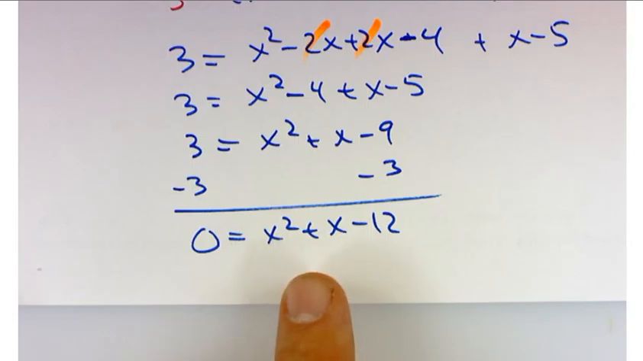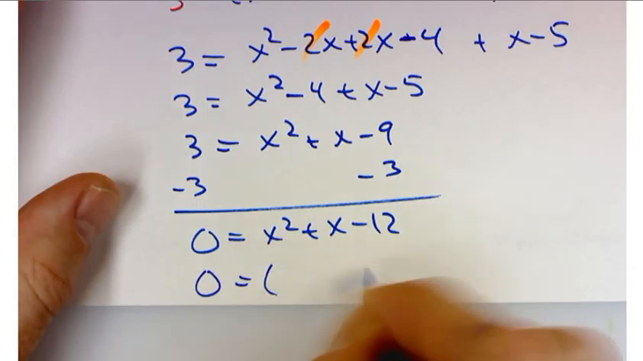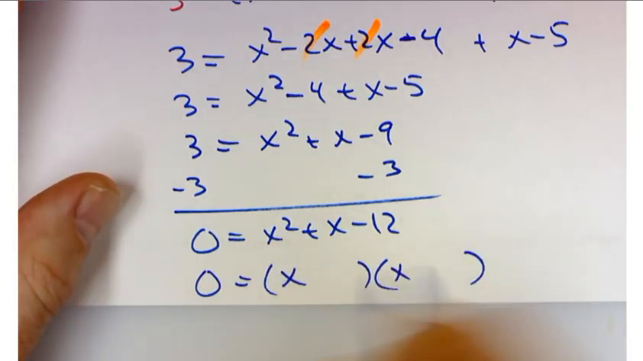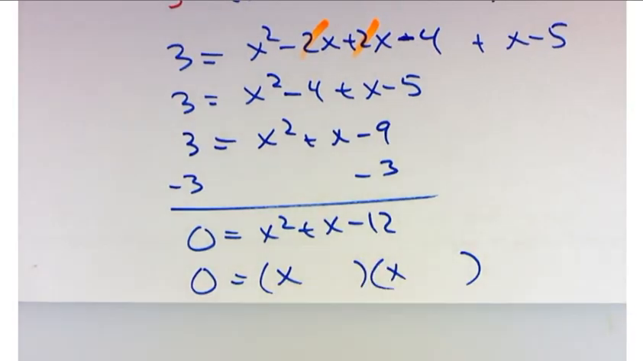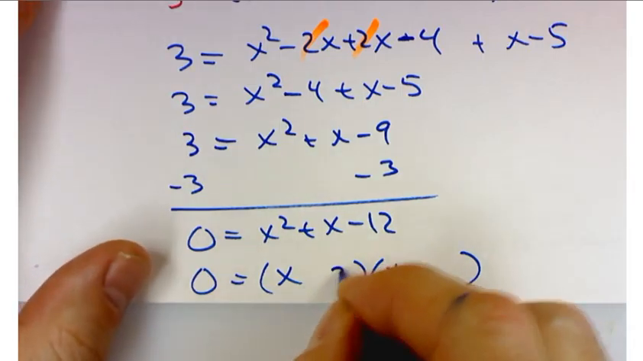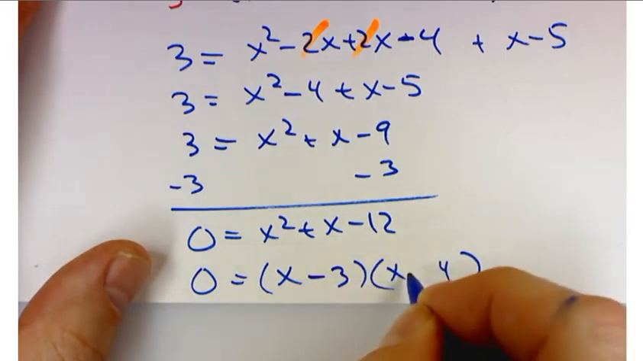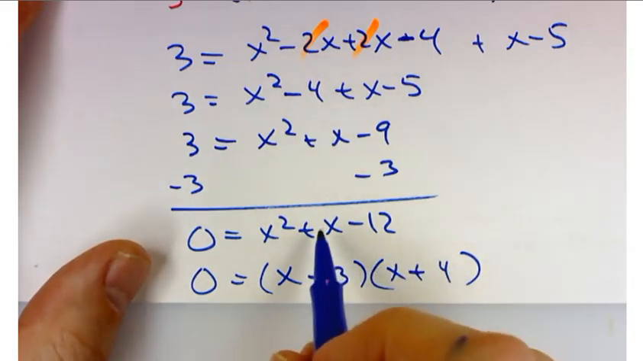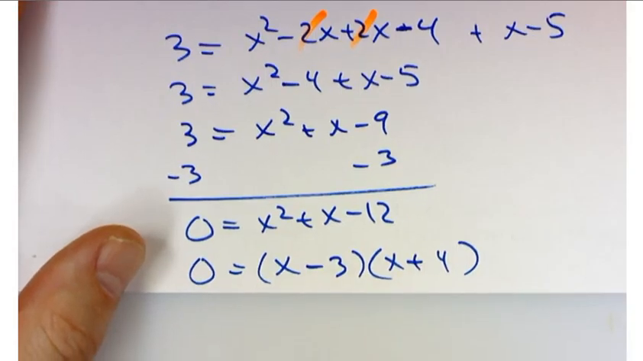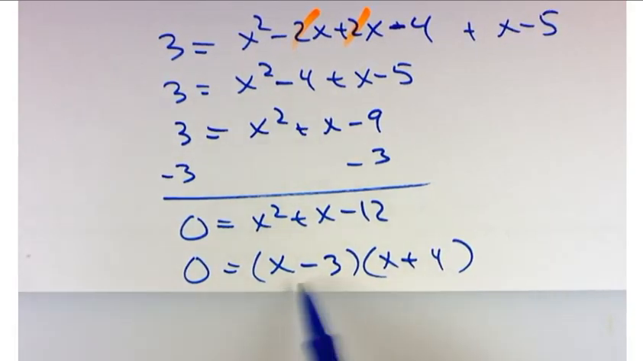Does x squared plus x minus 12 factor? Sure. You're looking for two numbers that multiply to negative 12 and add positive 1. What would two such numbers be? All right, 3 and 4. Which one's positive, which one's negative? Yeah, negative 3, positive 4. The larger of them has to have that sign. So I got x minus 3 times x plus 4.